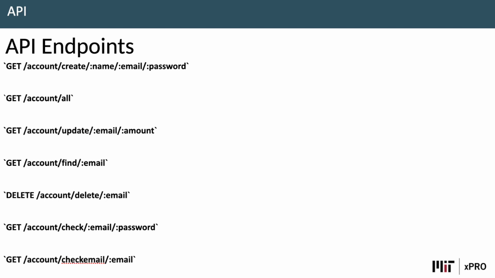The first endpoint creates a new user account with the provided name, email, and password. This one retrieves all user accounts. Account/update updates the balance of user accounts identified by the email with the provided amount. Account/find finds a user account by email. Account/delete deletes a user. Account/check checks if the provided email and password match a user account. Check email checks if the provided email exists in the database. The endpoints are specified with placeholders for dynamic values such as :name, :email, and :password, indicating that these values will be passed as URL parameters when making requests.